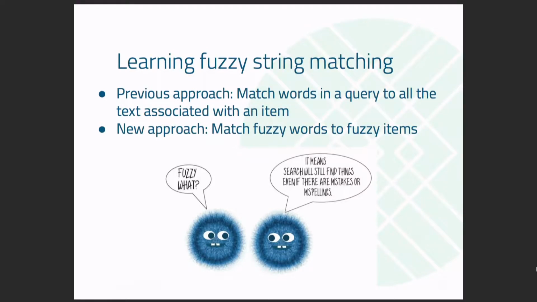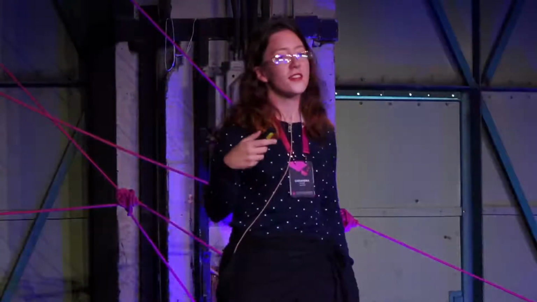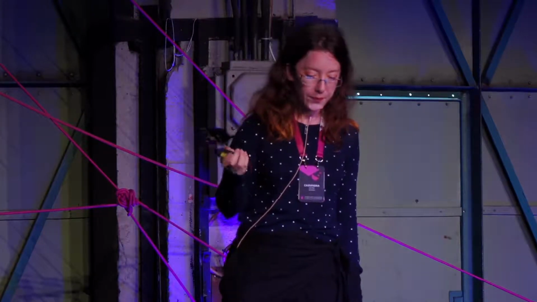So Google is definitely capable of doing this. Why not us? We want to be able to do some sort of fuzzy matching. So instead of matching every single word in a request, we're actually just going to try and match some of the words to some of the items. And so even if there are mistakes or misspellings or slight changes in language, we're going to be able to find the right thing for a client.